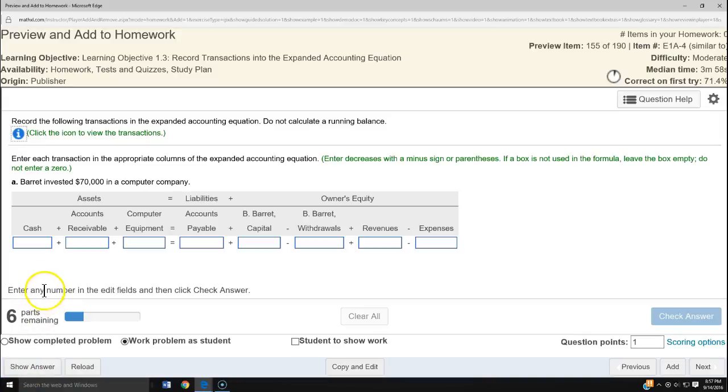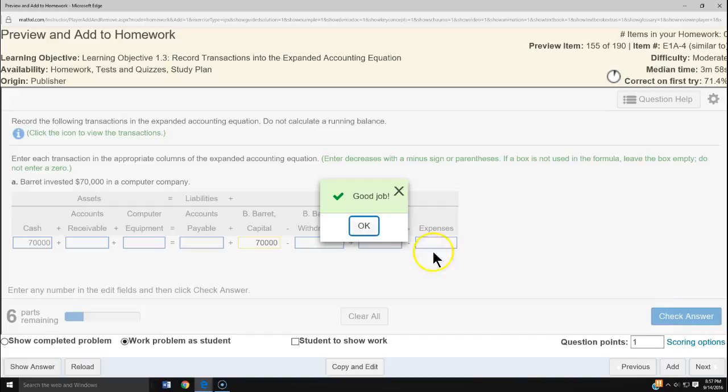I want to give you some help here. Recording transaction in the equation, $70,000 cash. You're going to add to cash, and the credit goes to the owner. Check answer. Good job.